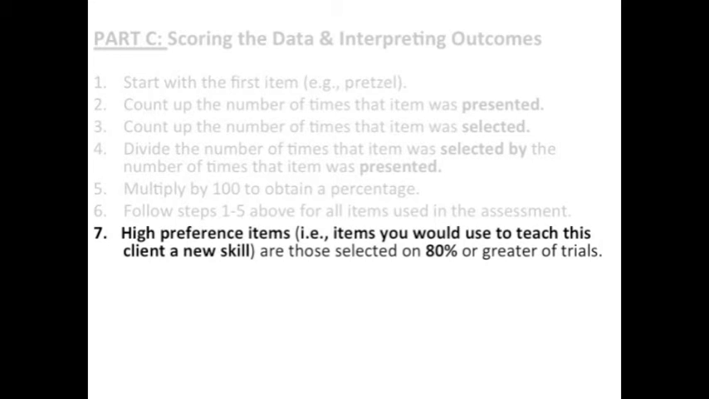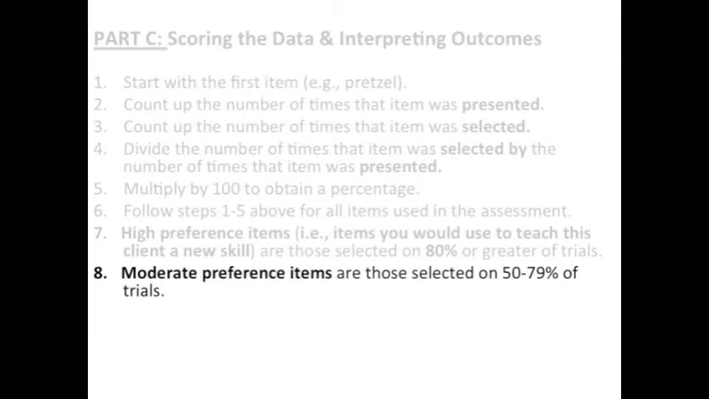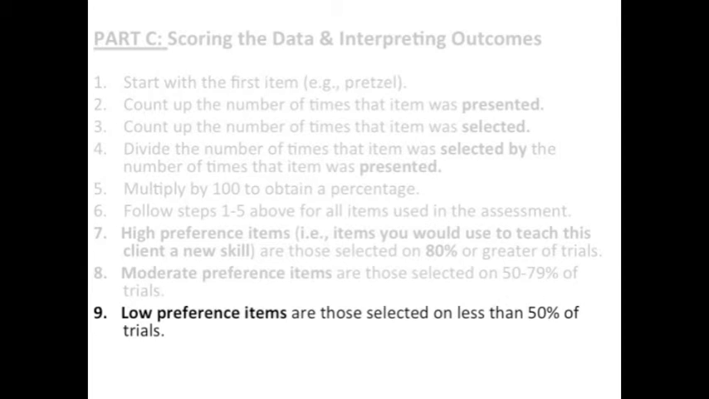High preference items, items you would use to teach the client new skills, are those selected at 80% or greater of trials. Moderate preference items are those selected on 50 to 79% of trials. Low preference items are those selected on less than 50% of the trials.